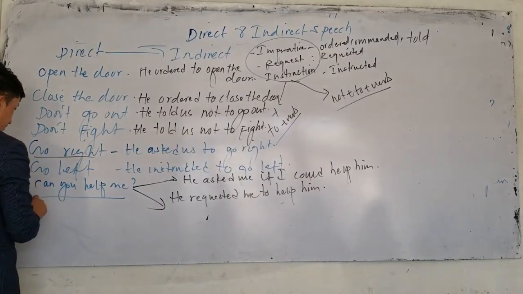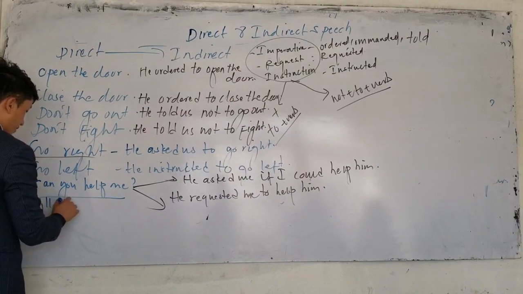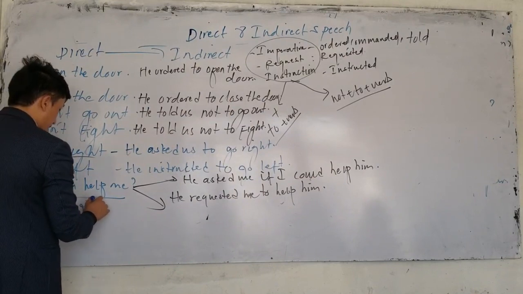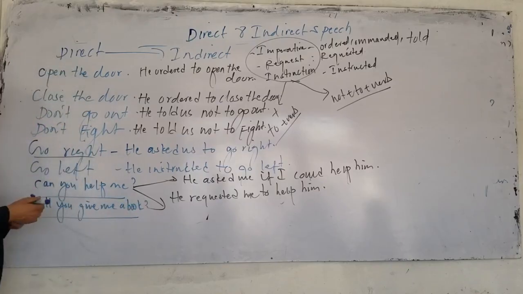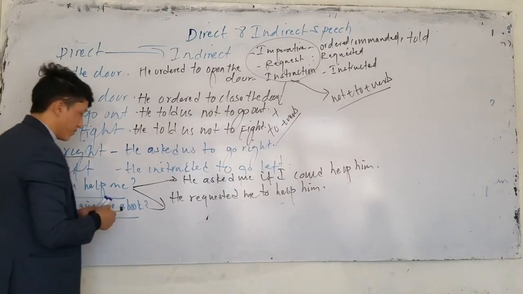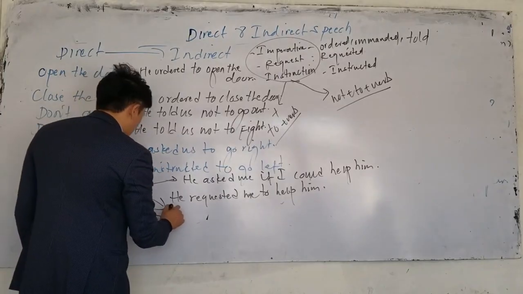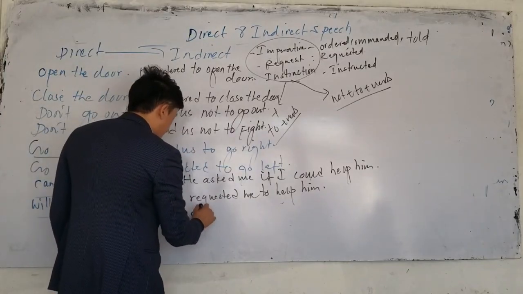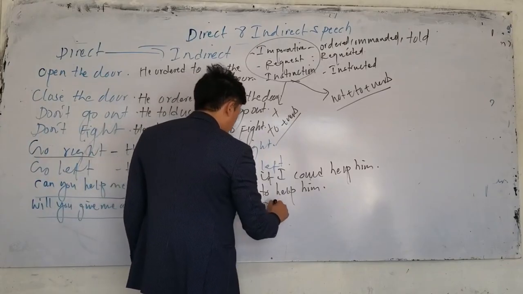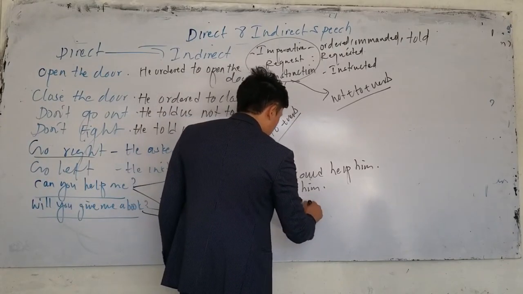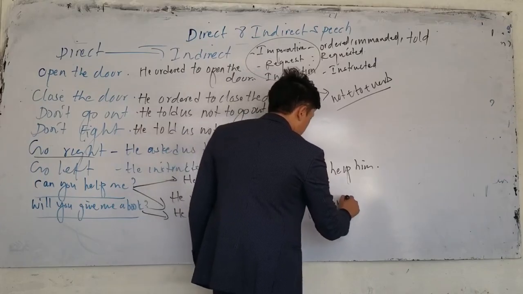Well, if I have another one, for example, will you give me a book? Change it now. It can be a request too. Will you give me a book? How should I change now? I have two ways. I can say he asked me if I would give him a book.